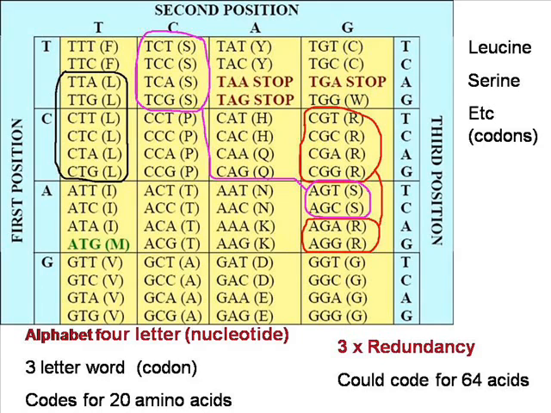Given the 4-letter alphabet and 3-letter word, it would be possible to code for 64 amino acids, but the system allows for 3 times redundancy by only coding for 20. There are many such error correction features in the genetic code.